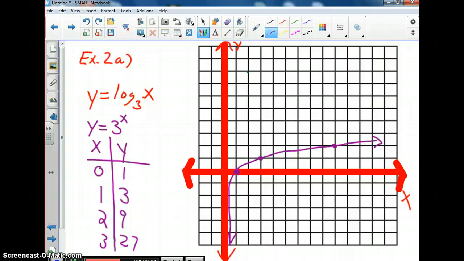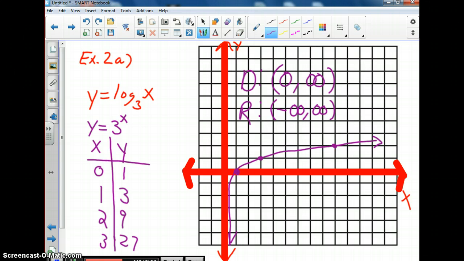All right, now let me ask you this: what's the domain of this? 0 to infinity, and curvy or straight? Curvy is right, very good. So 0 to infinity, curvy. Good job. Now what's the range of this guy? Negative infinity to positive infinity, curvy. Good job. You guys got it. Okay, so we did that.